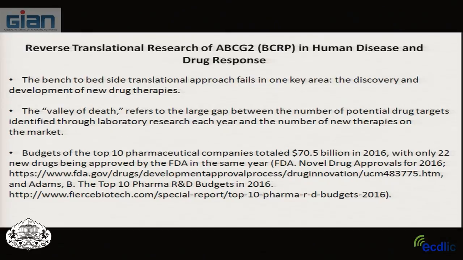But now people have started using this term, so the bench-to-bedside translational approach fails in one key area, the discovery and development of new drug therapies. The valley of death refers, in the pharmacological field, and is commonly used by pharmaceutical industries, to the large gap between the number of potential drug targets identified through laboratory research and the number of new therapies on the market.